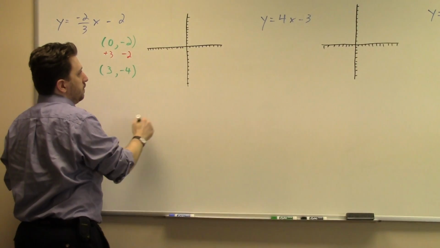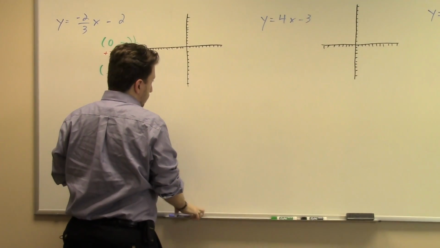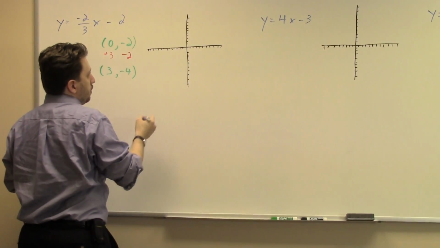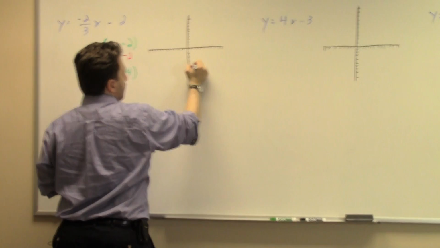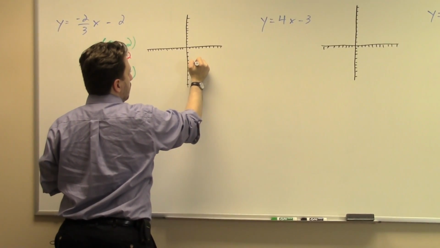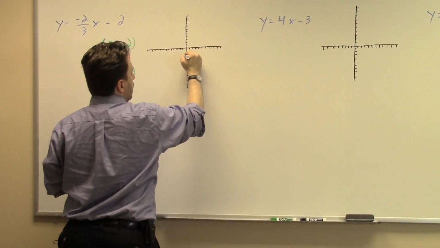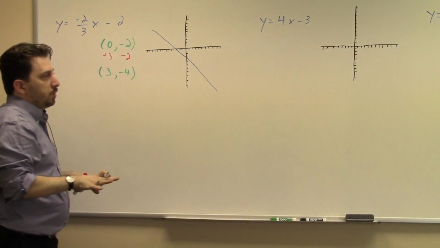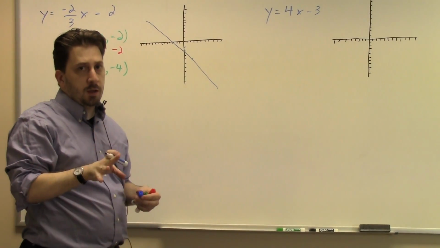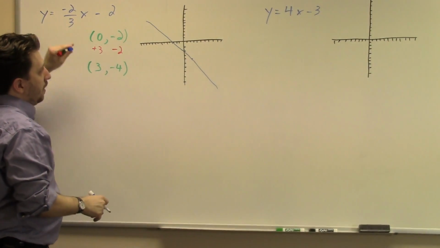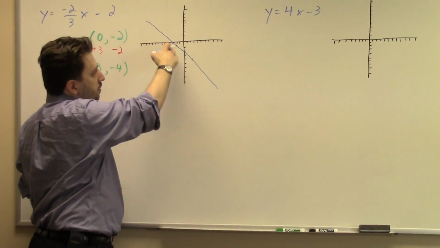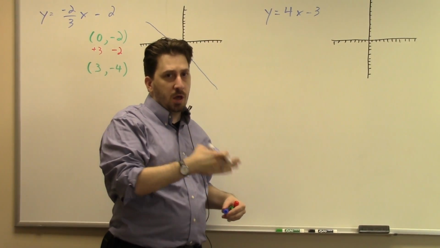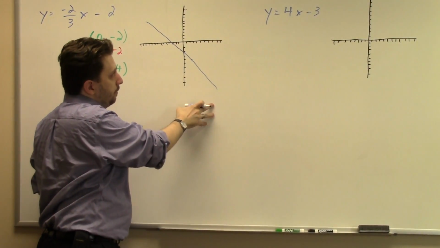So when I go over here to graph it, we're going to start off at (0, negative 2), which is right here. We're going to go over to 3 and down to negative 4, which is right here. And that would be the line for that graph. Now one thing I want to point out as you're doing this, if you're paying attention, your slope here is negative. And if you've got a negative slope, then your line should be going down like this. So that's one thing you can use to make sure that you've graphed it correctly. Because if you have a negative slope, you should have a line that's going down.